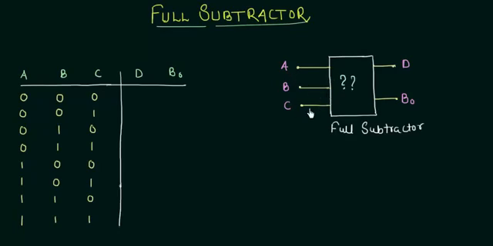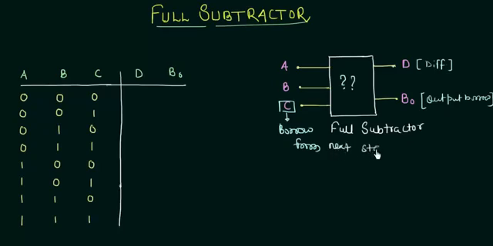Now there are three inputs to this full subtractor that you can see, A, B and C, and two outputs, D and BO, where D is your difference, and BO is your output borrow. Okay, now in these three inputs, A is the number from which you want to subtract the number B, and C is your borrow from the next stage. Okay, C is the borrow from your next stage.